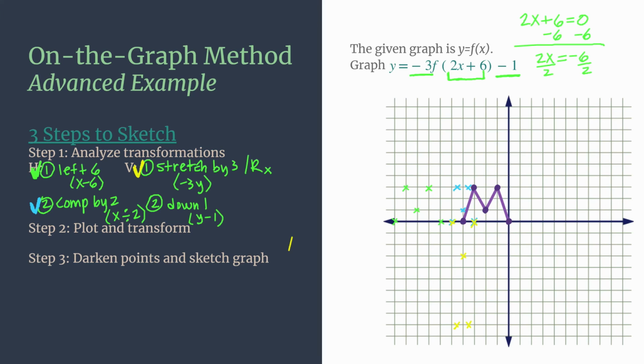All right, so we'll do this final transformation in red. It's a very easy one to finish, and we'll actually darken these points. We'll do step 3. We'll darken and sketch the graph. So move each of the yellow points down 1. All right, that was easy enough. A great way to finish. It's nice to save that vertical shift for last. And all you have to do is connect the points.